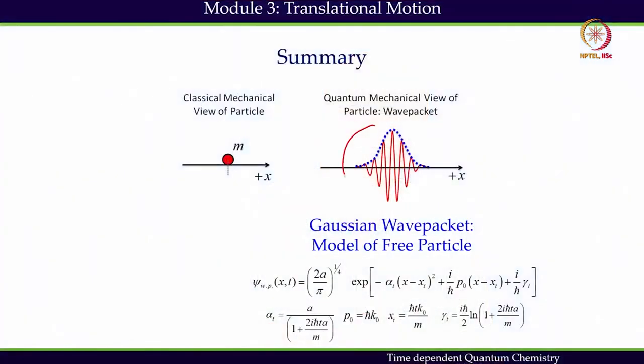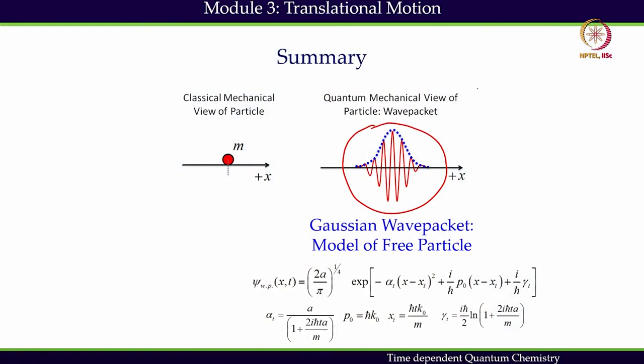In this module, the first take home message is that when I think of a particle, immediately I get an impression that I am seeing a ball. That should be avoided in quantum mechanics. There is nothing called a particle like a ball in quantum mechanics. In quantum mechanics, a particle would be represented by this. The shape can be Gaussian, or something else.